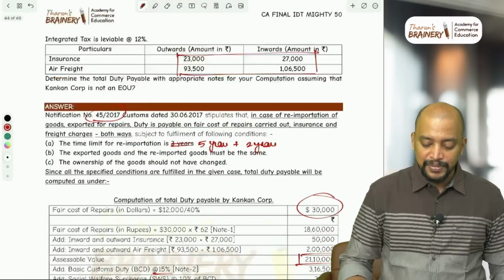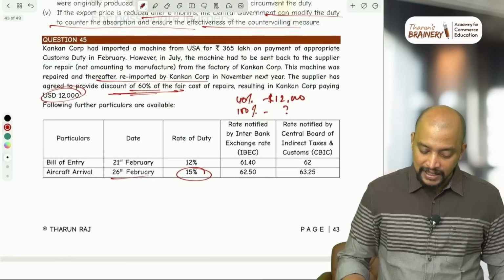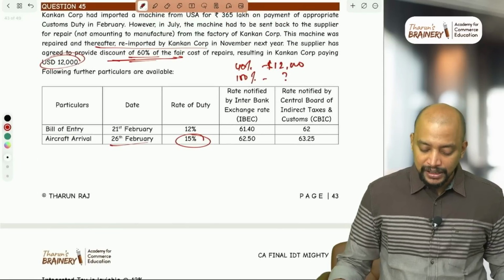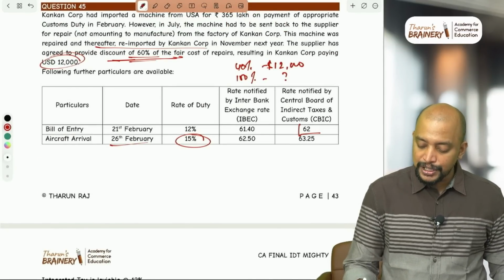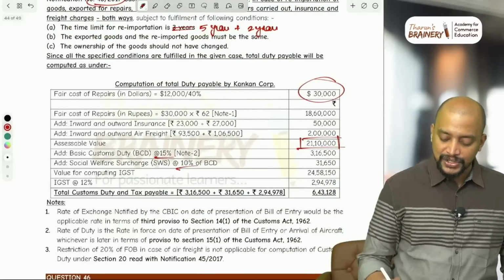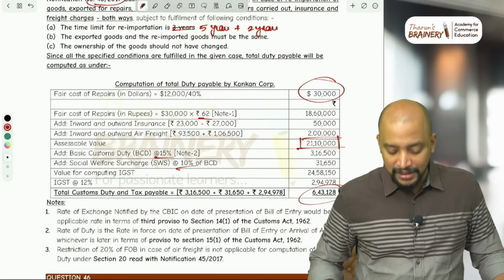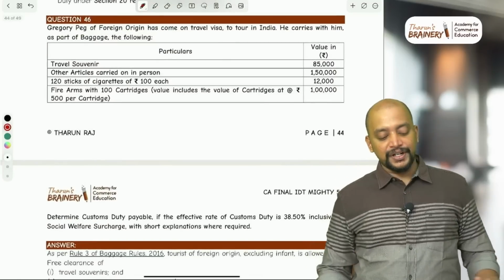Social welfare surcharge 10%. IGST rate is given here as 12%, you take that, but for exchange rate, always the bill of entry date, 62 rupees should be taken as the exchange rate. So we get the total customs duty payable. It's a simple question.